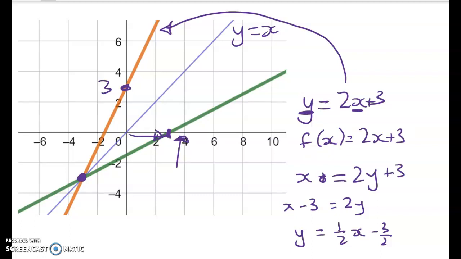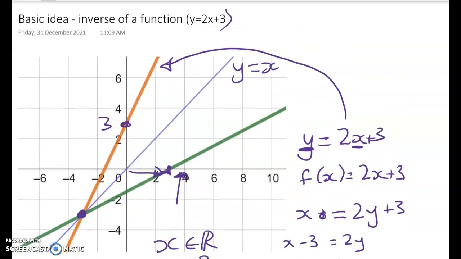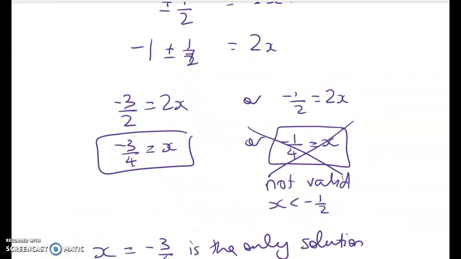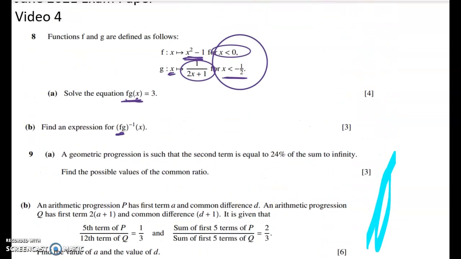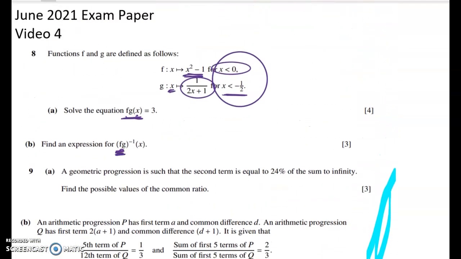And in this case, all we had to do to find that inverse was to think about switching the x and the y. There were no limits on the values of x, and there were no limits on the values of y. But often we have to think about the domain and the range, and we have to think about switching those over. And in this exam question, that's going to be a thing, right? So we've got to find an expression for the inverse function here.